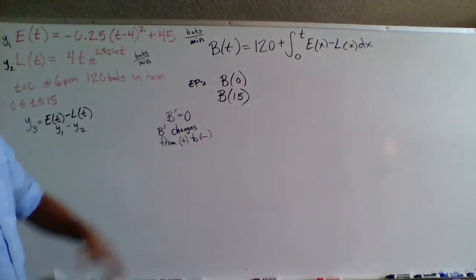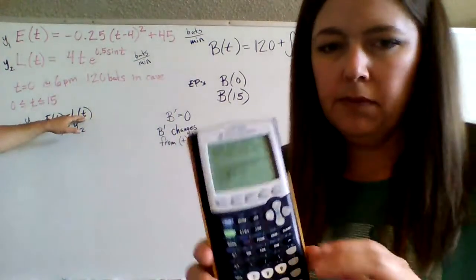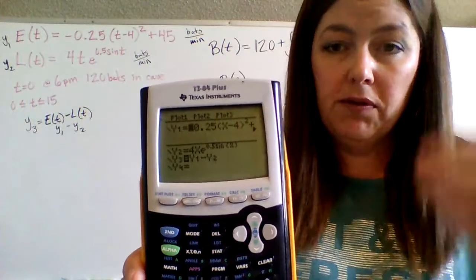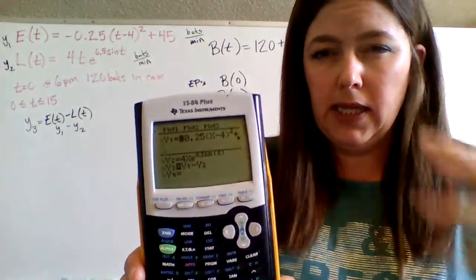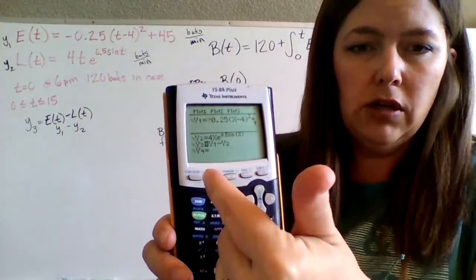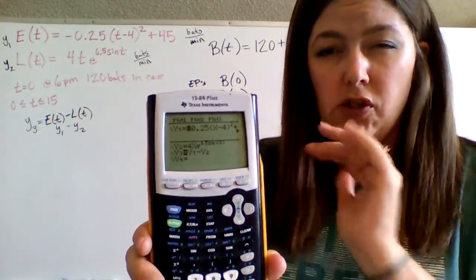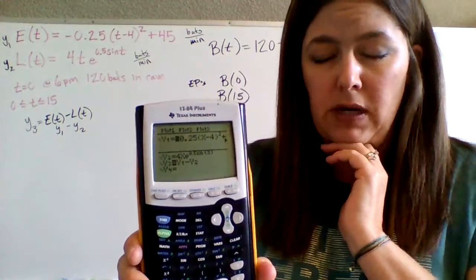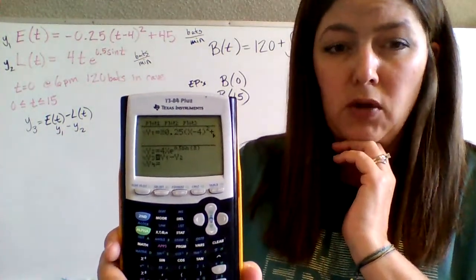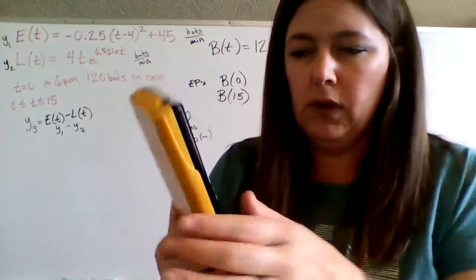Okay. All right, so remember B prime is just going to be E of t minus L of t, which we have stored as Y3. So we've done this a few times, and hopefully you're starting to get the hang of the calculator work on this stuff. So if you just deselect your equal signs on Y1 and Y2, so you're not graphing just the rate of bats per minute entering and the bats per minute leaving, but you are graphing that part where it's rate in and rate out. So you're only going to graph Y3.